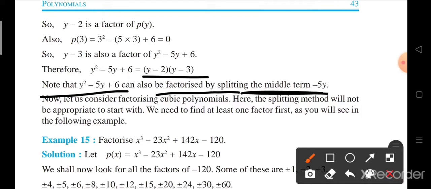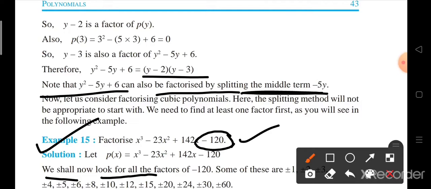Now we proceed to the next example. Factorize x cube minus 23x square plus 142x minus 120. Now here the degree is 3. We shall now look for the factors of this. So we should go with the factors of 120.